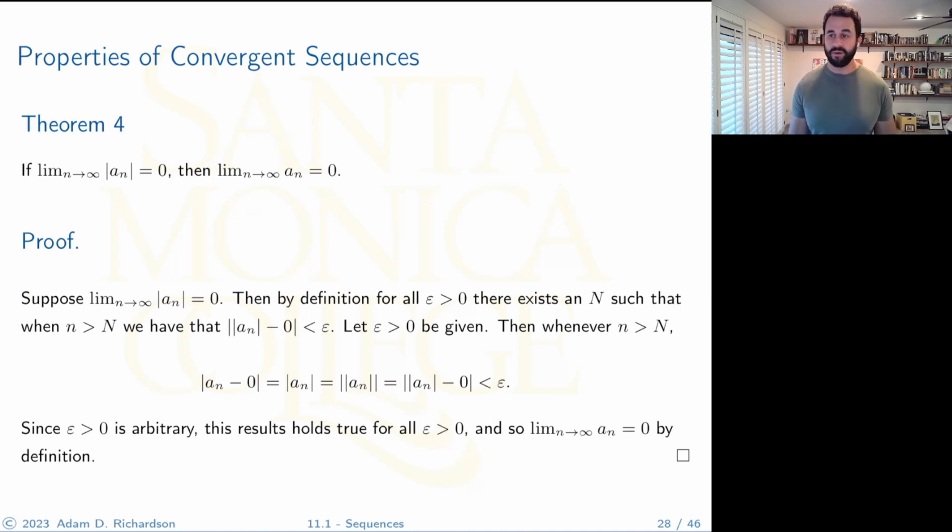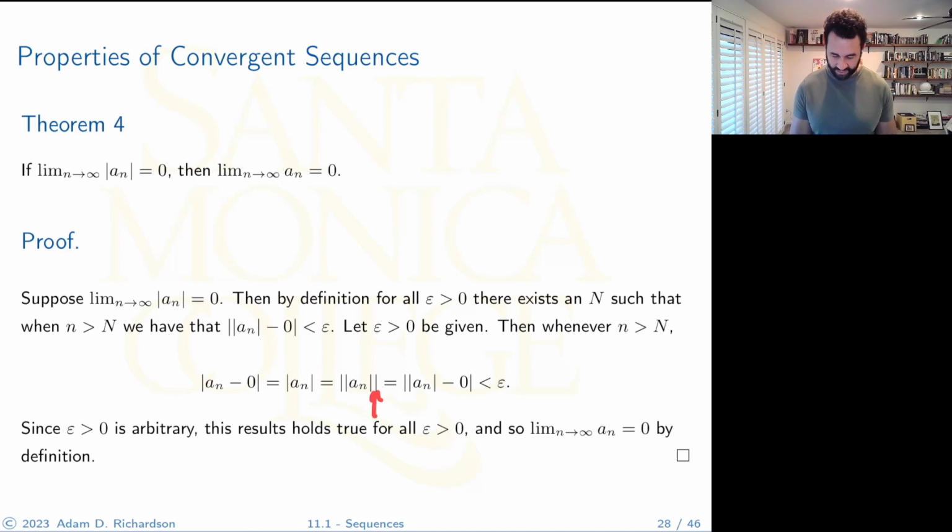So we need to show that for all epsilon greater than 0, there's a capital N such that whenever little n is bigger than capital N, this distance is small. That's what we need to show. Well, check this out. This distance, absolute value of a sub n minus 0, is just equal to absolute value of a sub n. But absolute value of a sub n is equal to the absolute value of the absolute value of a sub n.